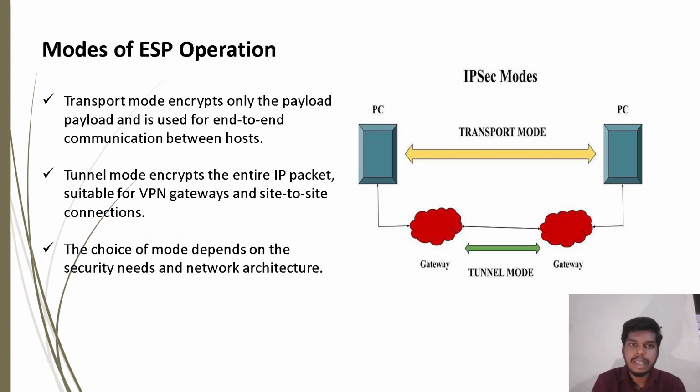and modes of ESP operation. Transport mode encrypts only the payload and is used for end-to-end communication between hosts. Tunnel mode encrypts the entire IP packet, suitable for VPN gateways and site-to-site connections. The choice of mode depends on the security needs and network architecture.